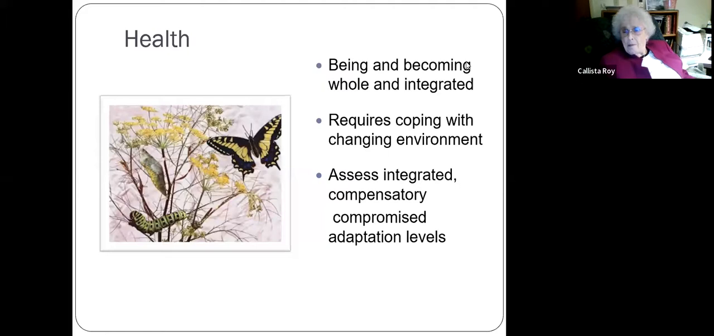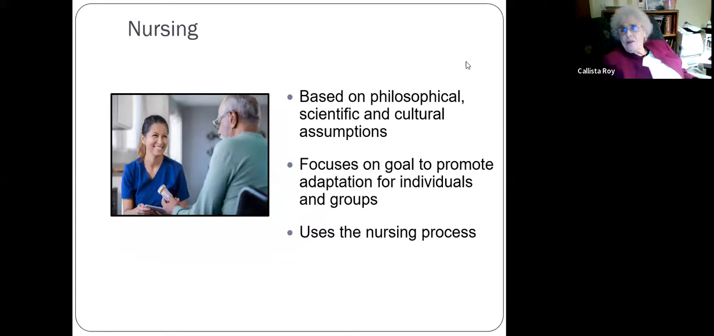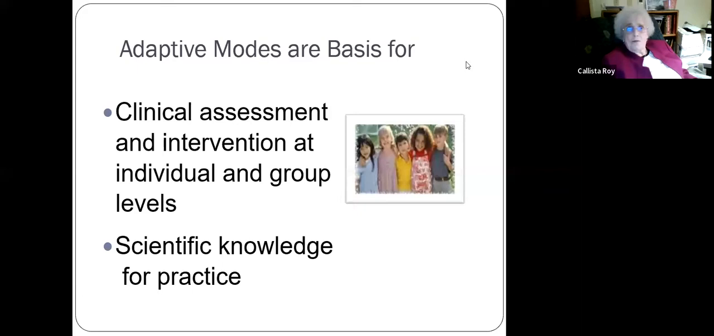Nursing then is based on the philosophical and scientific and cultural assumption and focuses on the goal to promote adaptation for individual and groups, and it uses the nursing process. The adaptive modes then are a basis for clinical assessment and intervention at both the individual and group level. They also are ways in which we develop scientific knowledge for practice.